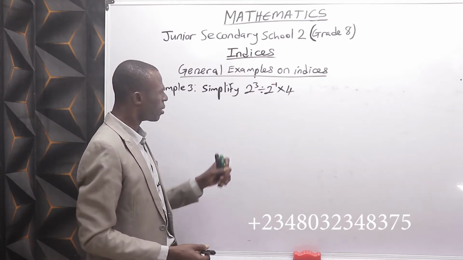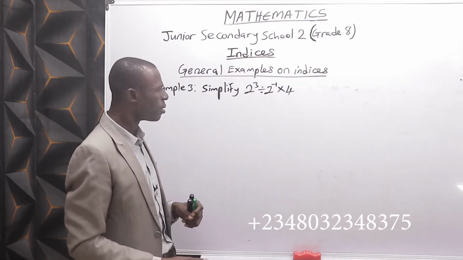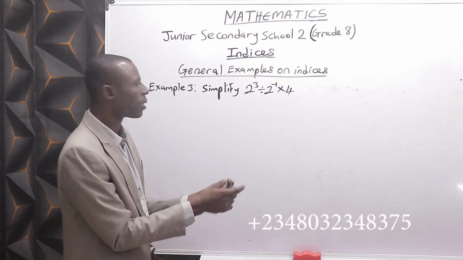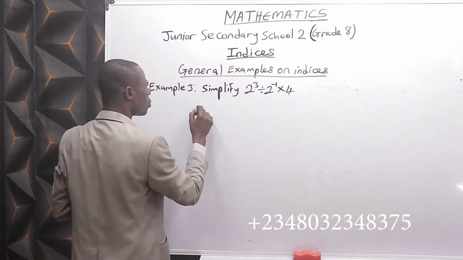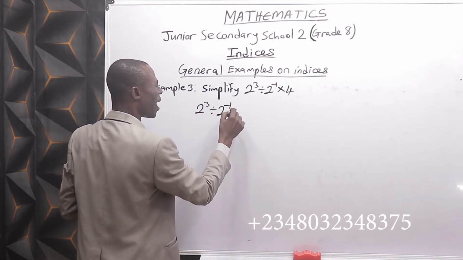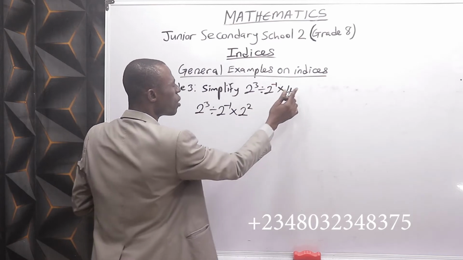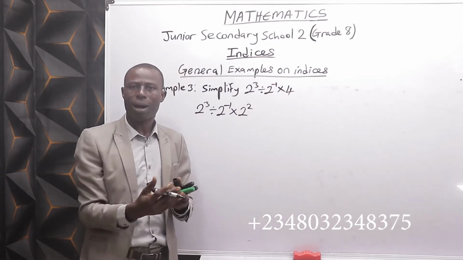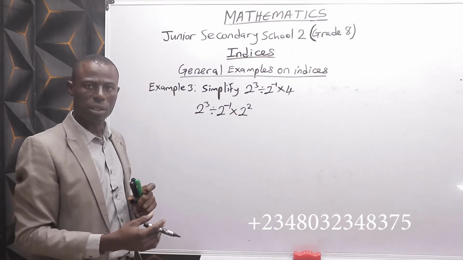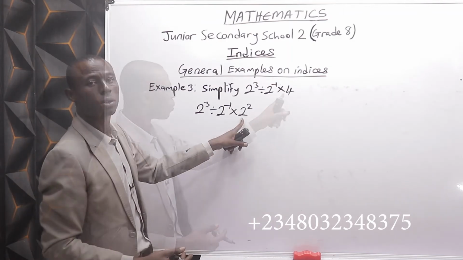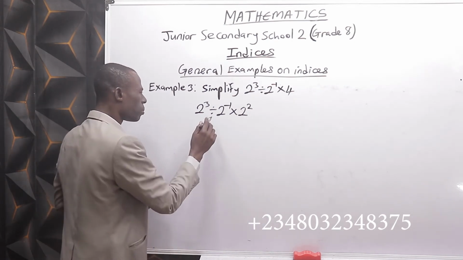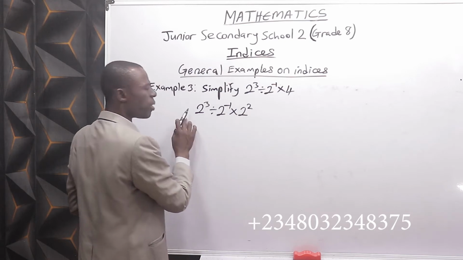Simplify 2 raised to power 3 divided by 2 raised to power negative 1 times 4. You can see we have two operations together. So this is 2 raised to power 3 divided by 2 raised to power negative 1 times 2 raised to power 2. Try to raise the 4 in power. I've taught you that at the beginning of this topic, indices. You express 4 as 2 raised to power 2. So, choose one of the common bases across.